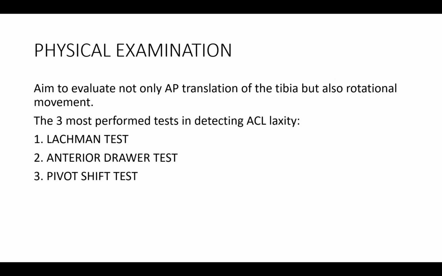So the knee has 6 degrees of freedom and 3 directions of movement, namely anteroposterior, varus valgus, and internal and external rotation. Being the main stabilizer of the knee, the ACL provides both translational and rotational stability. Hence, physical examination is aimed to assess AP translation as well as rotational movement. So there are three common tests performed to assess the ACL integrity: the anterior drawer test, the Lachman test, and the pivot shift test.